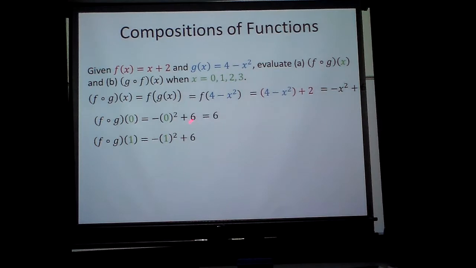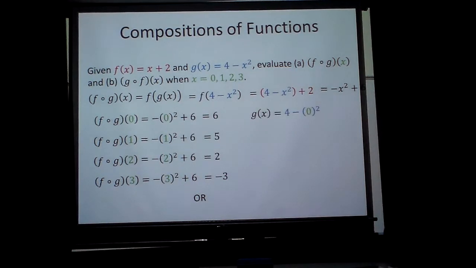I'm going to do it for 1. That'll be 1 squared, make it negative, plus 6, which will be 5. This will be 2 squared, make it negative, which makes it negative 4 plus 6 makes it 2. So this will be 3 squared, make it negative, which will be negative 9 plus 6 makes negative 3. Or, and I know I evaluated all those numbers there, or I could have done it this way.